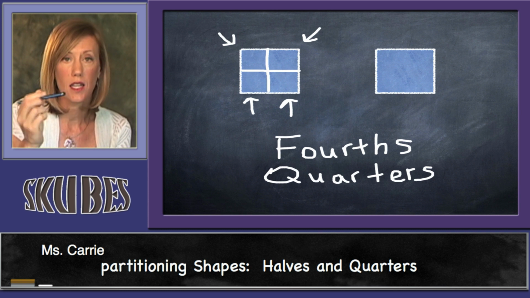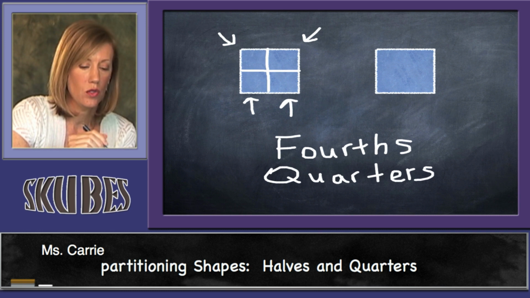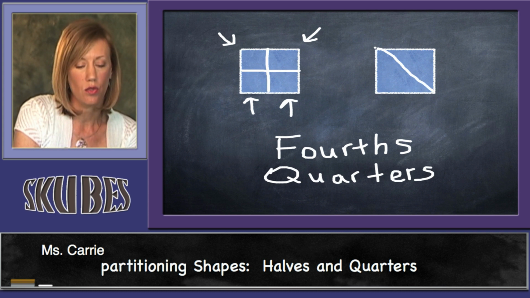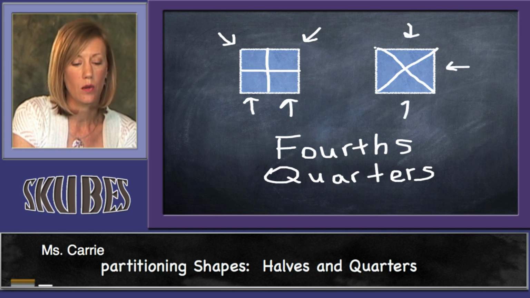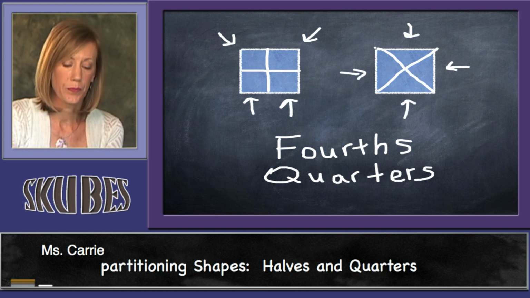We could also divide it another way. If you drew a line diagonally from corner to corner, and you drew another line diagonally from corner to corner, you have 4 equal pieces.